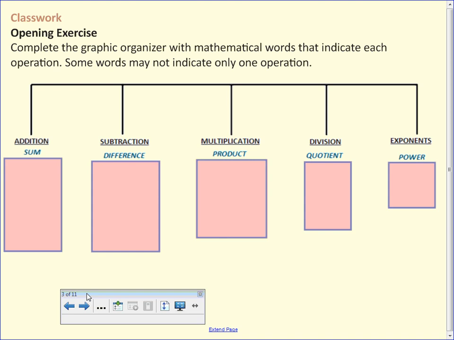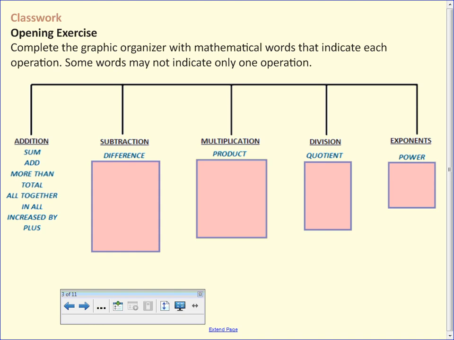Add, absolutely. Add, what else? Total of, what else? Addend is one of the words. Yep. So let's add these words onto your chart if you don't have them already. So add, more than, total, altogether, in all, increased by, plus. If you saw any of those words, you would know the operation you need to do is to add. Okay?